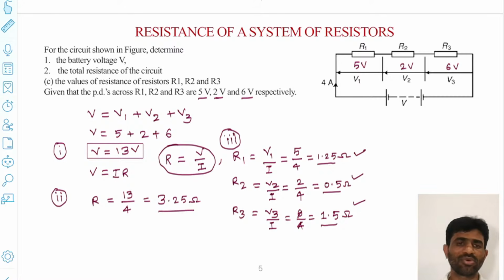We can find out this total resistance in two ways. I told you V by I directly, or you can just add R1 plus R2 plus R3, then also you will get total resistance. Hope you understood this, everyone. Clear? Shall we move to the next one now?